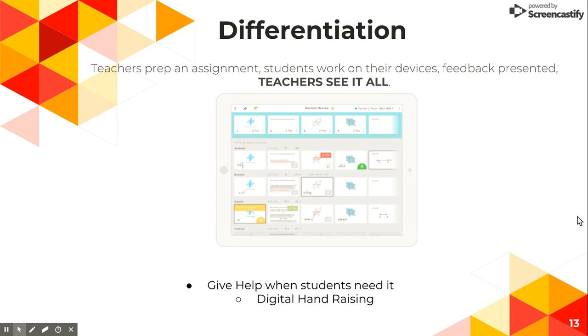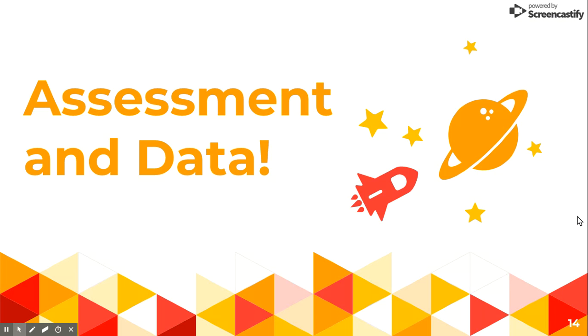Feedback is then presented. Teachers provide individualized, real-time feedback or allow students to give each other anonymous feedback. Teachers can see it all. They can see who needs help and how students are progressing through the assignment. Here is an image of what the teacher's view looks like, where students are all working in real time and the teacher is able to see.